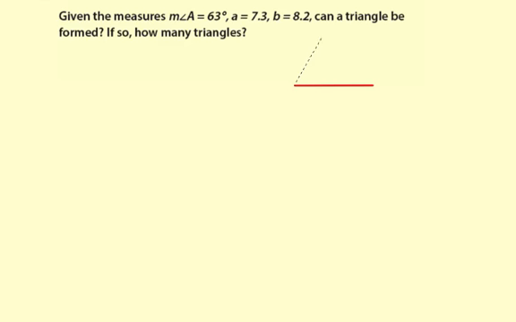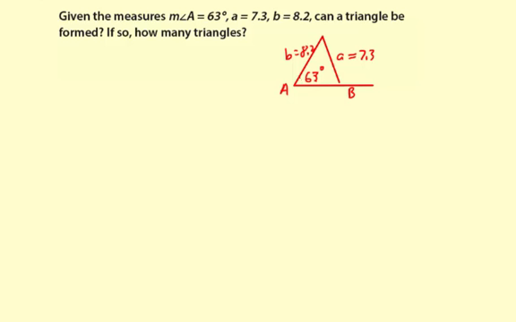Estimate that'll be 63 degrees right there. And this will be angle A. And point B would be somewhere on the segment that I drew. So that means this will be side b over here. 8.2 is that length. And then side a will be coming down here, so a would be 7.3. And we want to know if that could form a triangle.